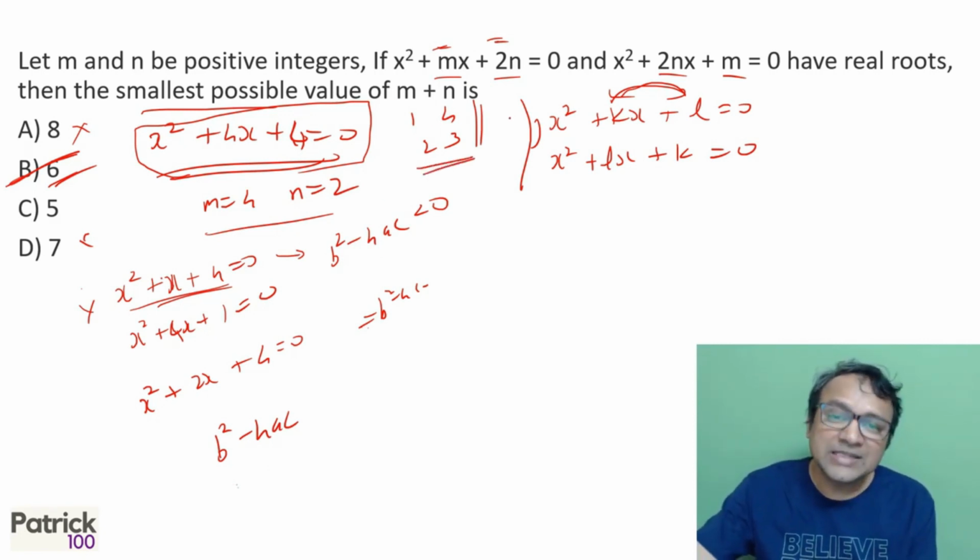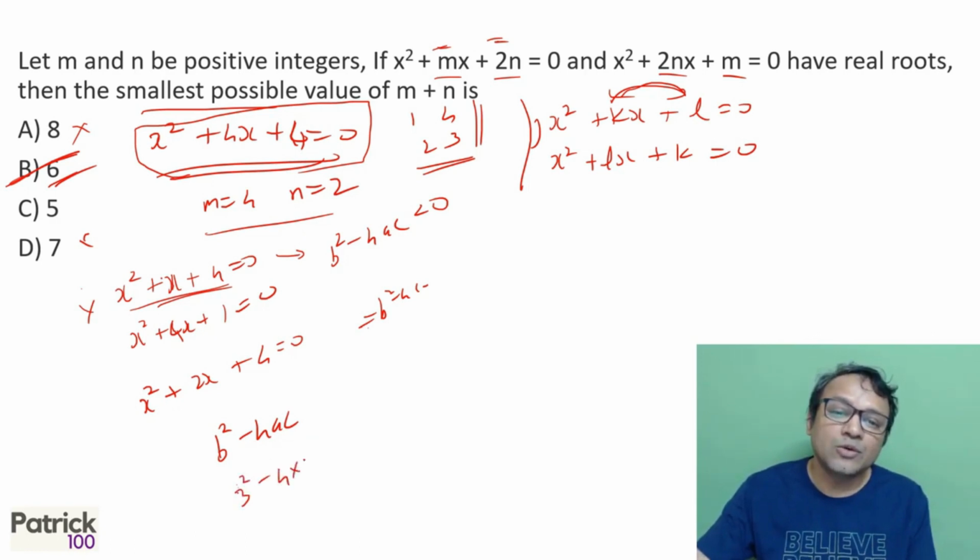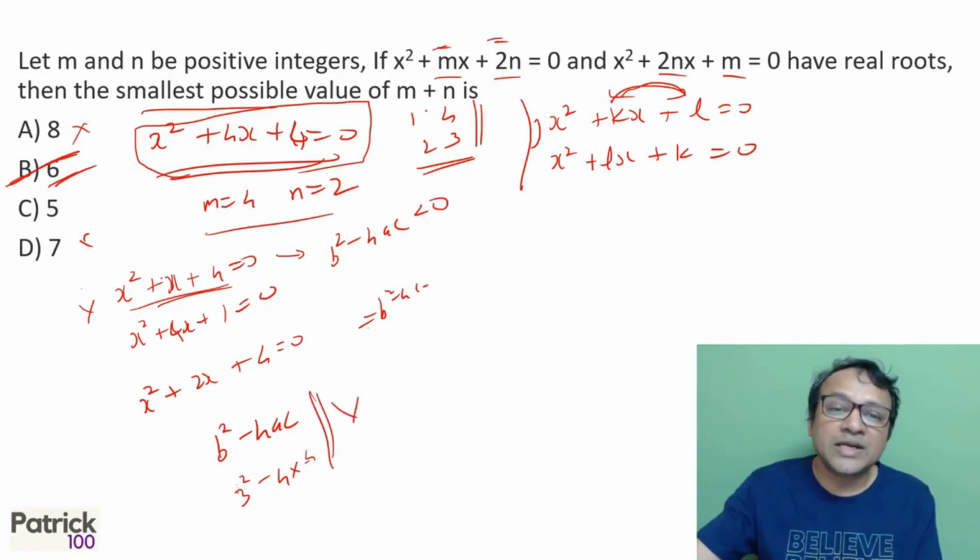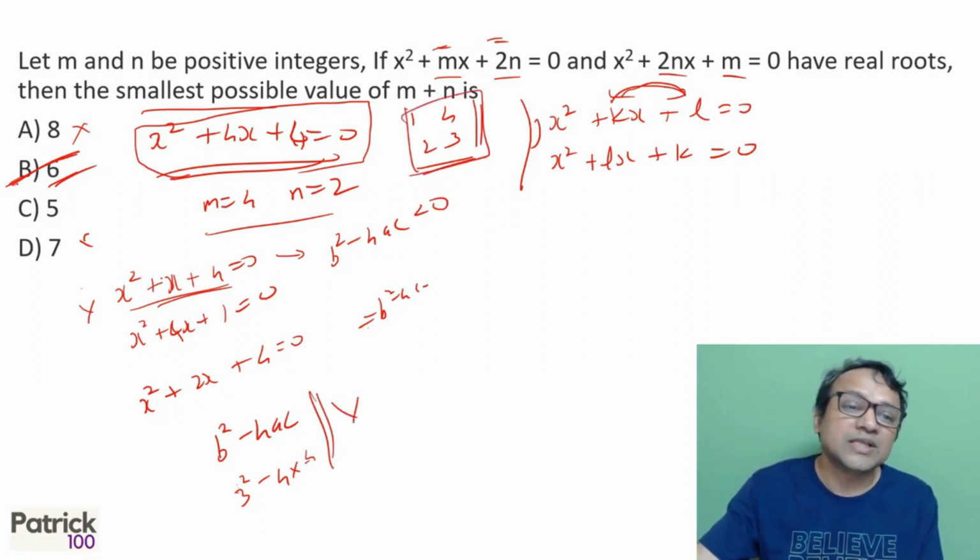If I put 2 and 3, similarly that will be the same problem. If I put m as 2 or n as 3 and vice versa, you'll still not get the answer. It will still be negative. So if I put b as 3, 3 square minus 4 into 4 into c or whatever, it will not satisfy. So automatically you realize that none of these conditions are satisfying. So answer has to be 6.